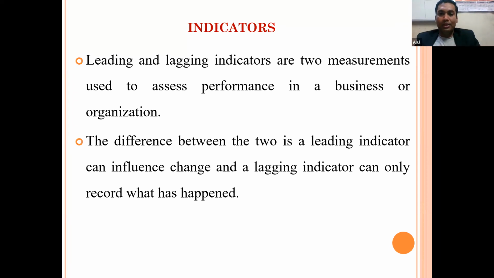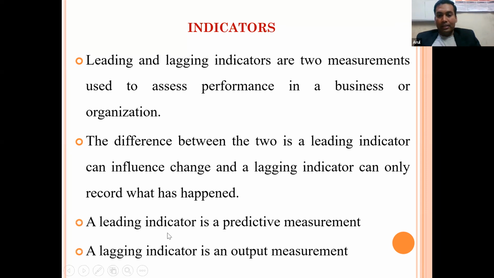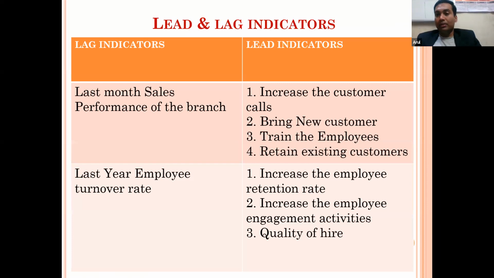This is called a leading indicator, and this is called a lagging indicator. Got it? A leading indicator is a predictive measurement. A lagging indicator is an output measurement. Kindly have a look at the difference between lagging indicators and leading indicators.